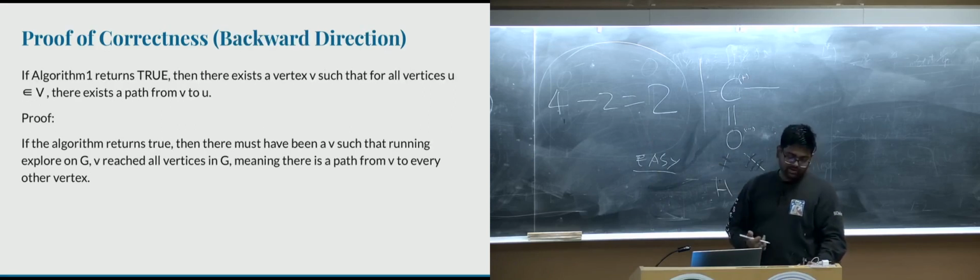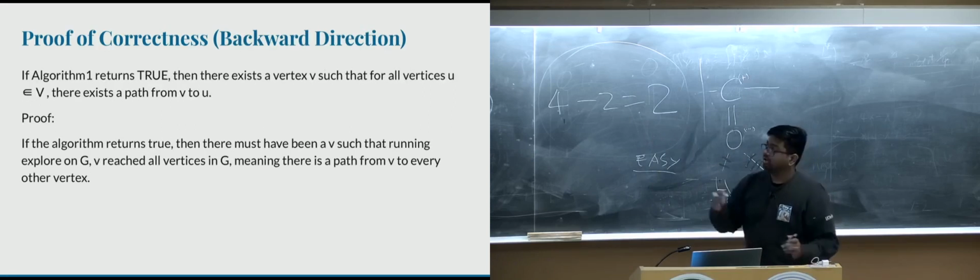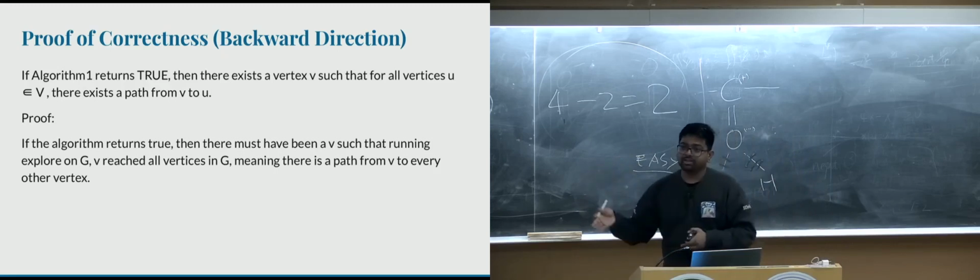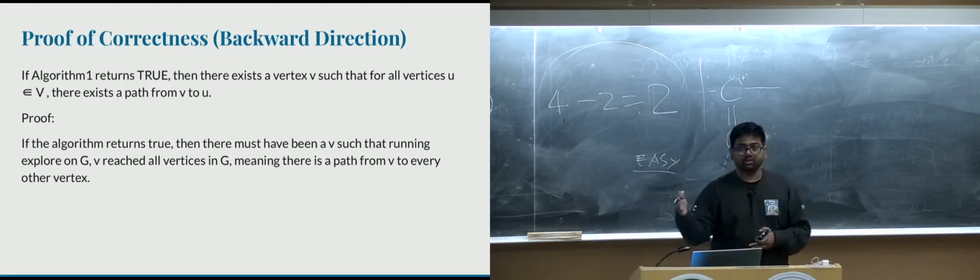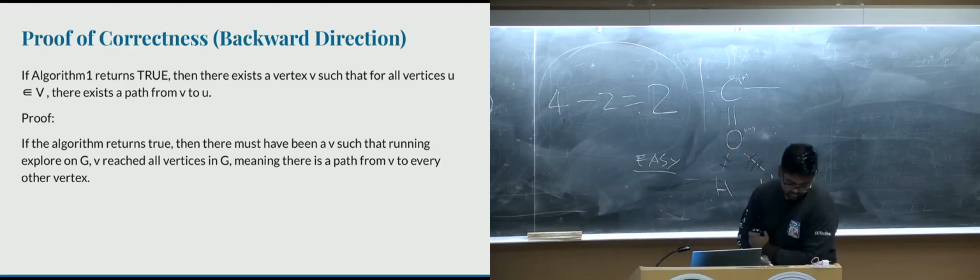And for the backward direction, we are saying if the algorithm returns true, that means there is a vertex V which can reach all of the vertices. So we assume that the algorithm returns true. That means we have found a vertex from where all of the vertices are explorable, right? So by definition of the return true statement, there is a vertex V that follows this condition. Make sense?